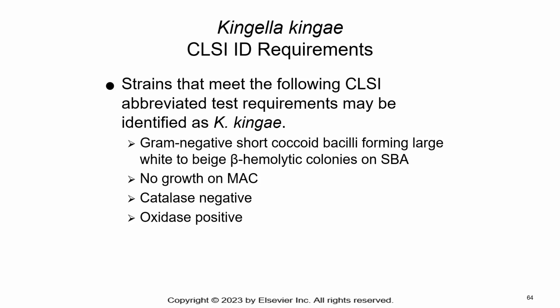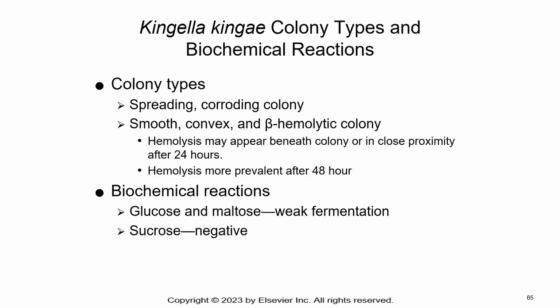Kingella. Strains that meet the following are abbreviated as Kingella. Gram-negative short coccoid bacilli forming large white to beige beta hemolytic colonies on SBA. Doesn't grow on MacConkey. Catalase negative, oxidase positive. There's spreading colony and smooth convex and beta hemolytic colonies. Biochemicals are listed.